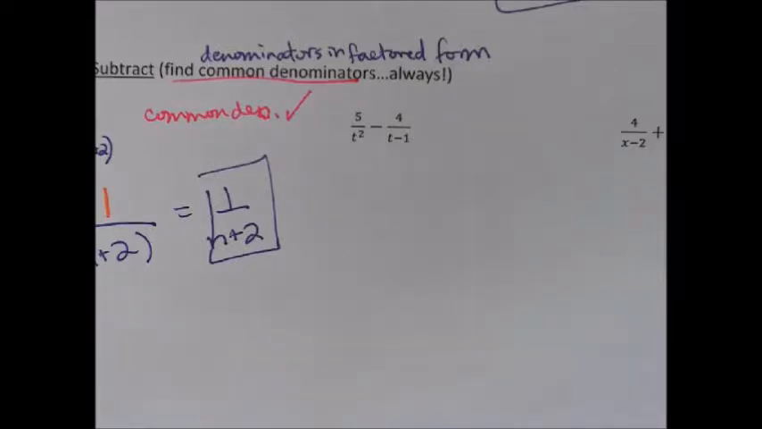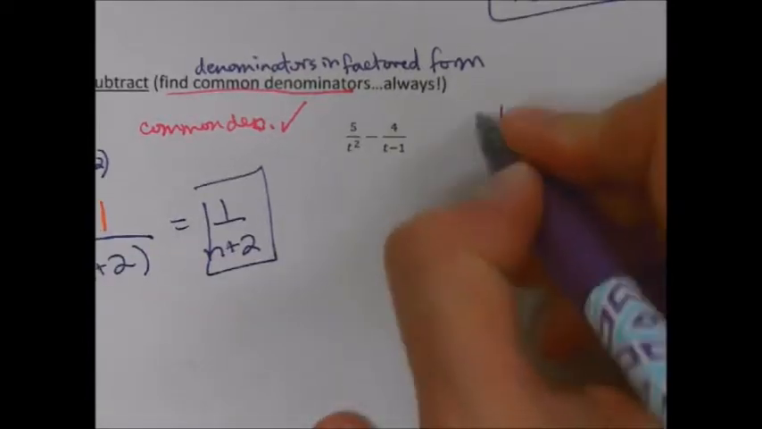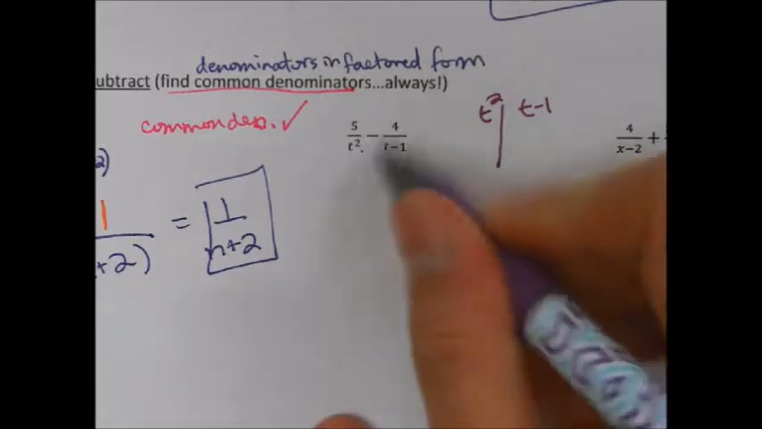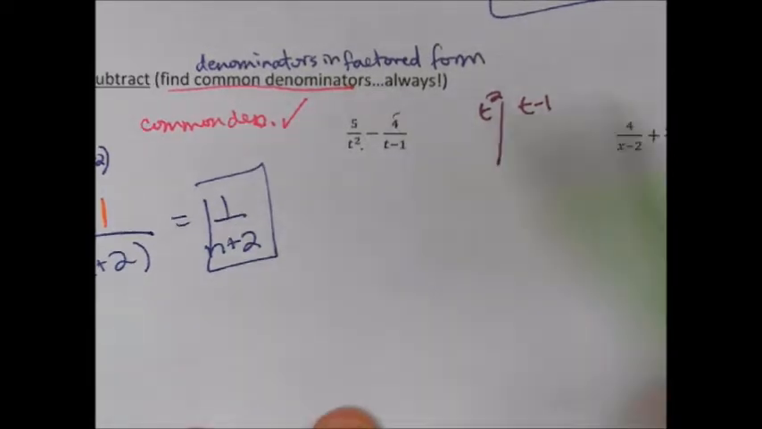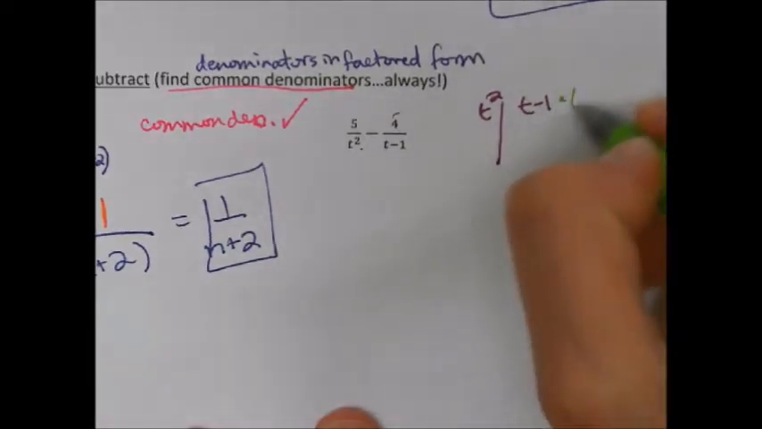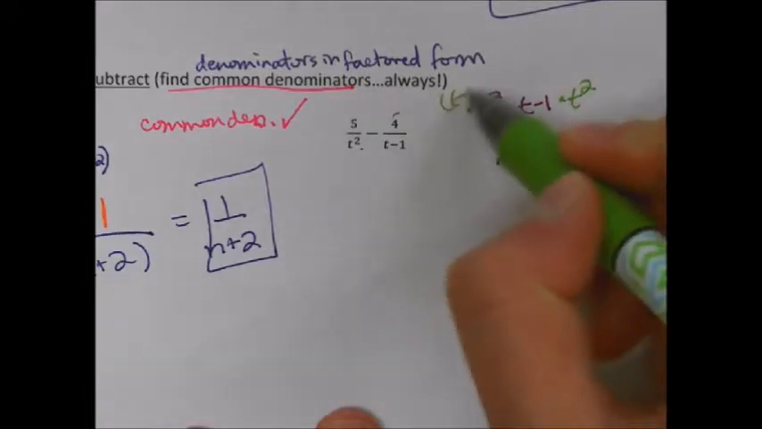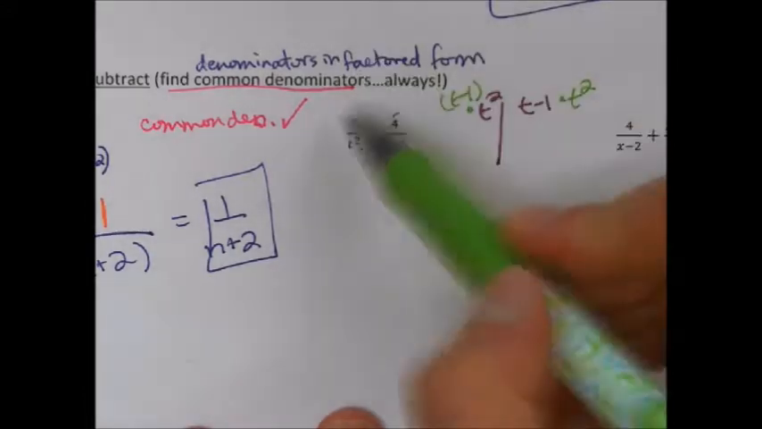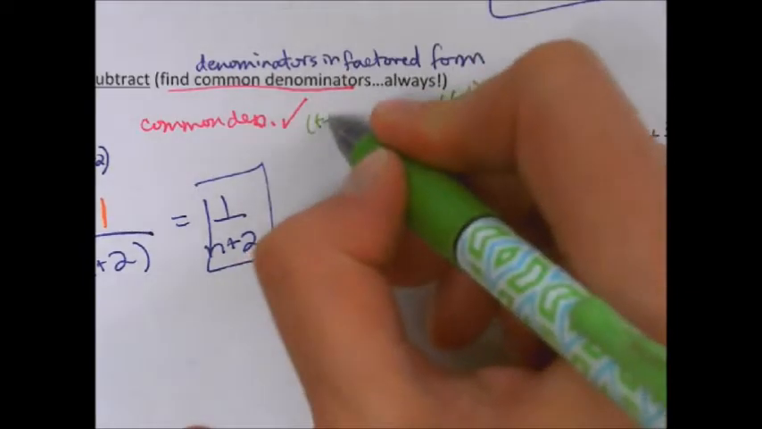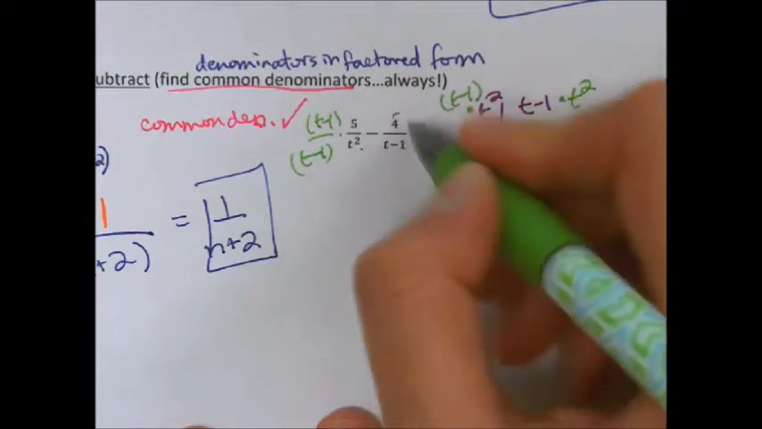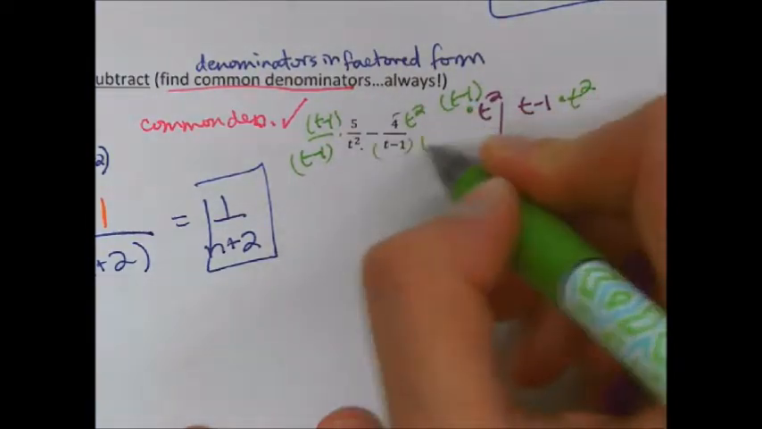So if you're stuck, when we look at a common denominator, we think, okay, this denominator is t squared, this is t minus 1. This side is going to need to be multiplied by a t squared. This one's going to need to be multiplied by a t minus 1. So I'm going to multiply here by t minus 1 over t minus 1, and I'm going to multiply this one by t squared over t squared.